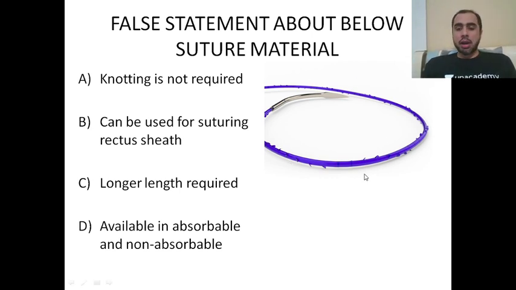Alright. And a little bit about length of suture material. There is a rule called the Jenkins rule. The Jenkins rule states that when you are closing a laparotomy wound, the length of the suture to the length of the incision should be 4:1. Please remember this MCQ and Jenkins rule. Length of suture to length of incision should be 4:1.